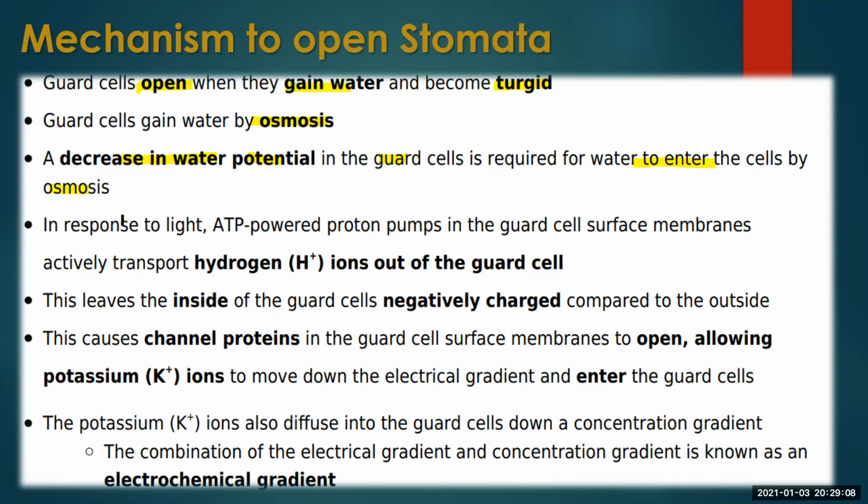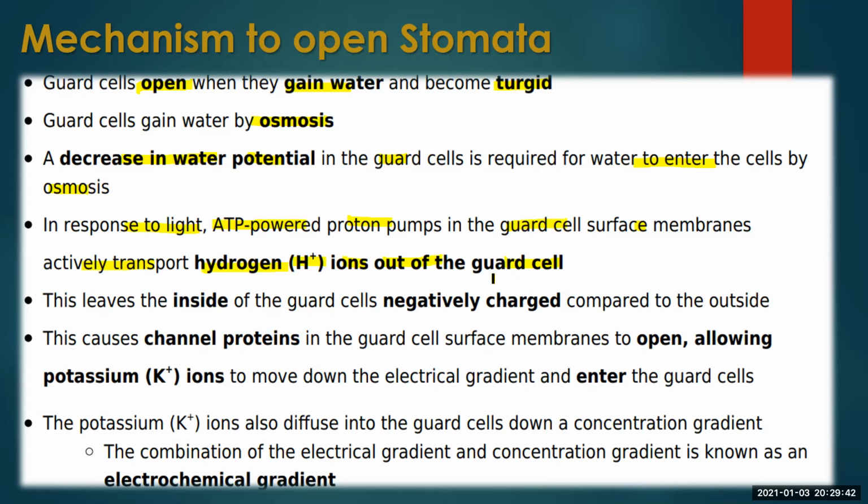Okay, then in response to light, because we just discussed the stoma would open during the day and allow carbon dioxide to get in. So in response to light, ATP-powered proton pumps in the guard cell surface membranes actively transport hydrogen ions out of the guard cells. So this is important. This is happening in response to light. We have ATP-powered proton pumps, which are present in the cell surface membranes. They actively transport hydrogen ions out of the guard cell.